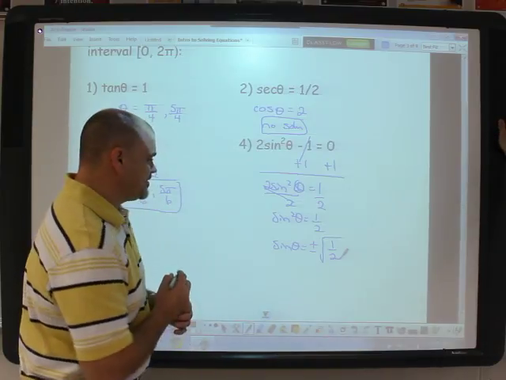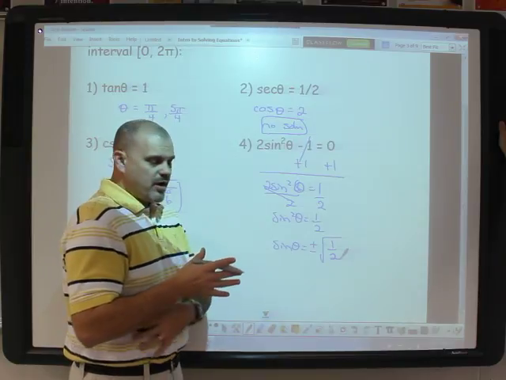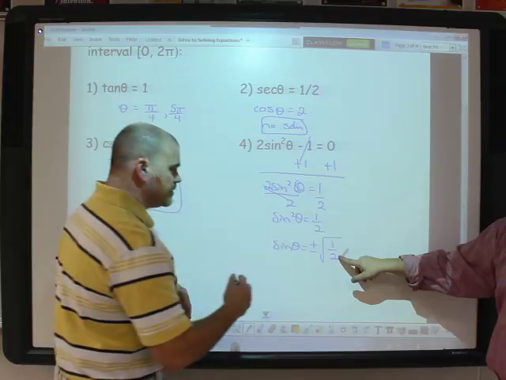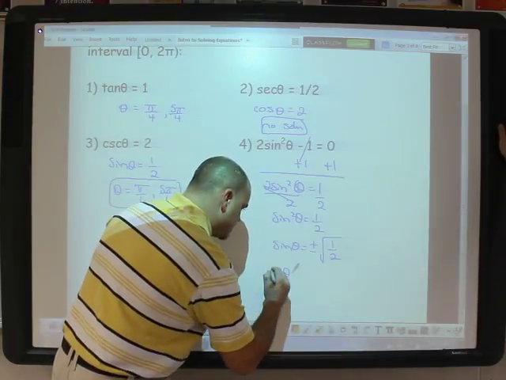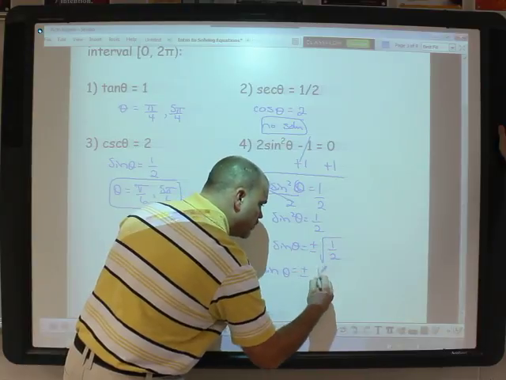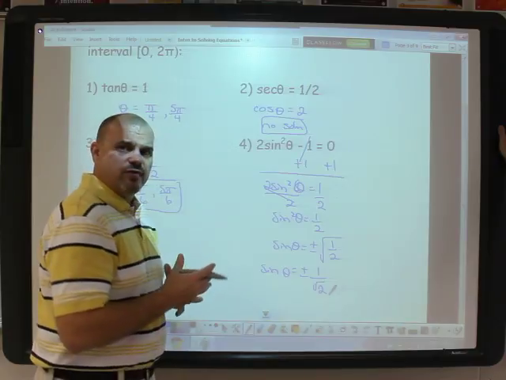No, it's not a fourth. So what we want to use here is the quotient property of radicals, which basically means I can take the square root of the numerator and the square root of the denominator. So sine of theta equals plus or minus the square root of 1, which is 1, and the square root of 2 is just the square root of 2. But I don't think we can leave radicals in the denominator.